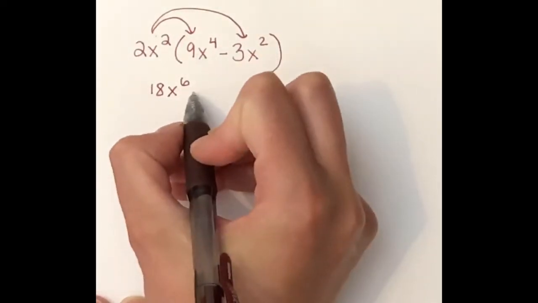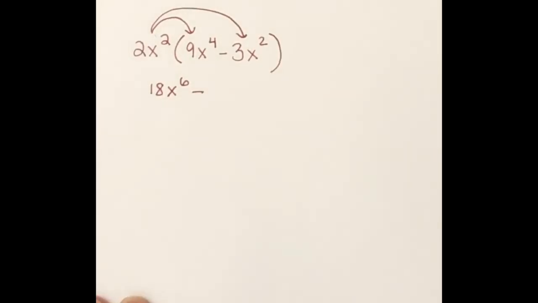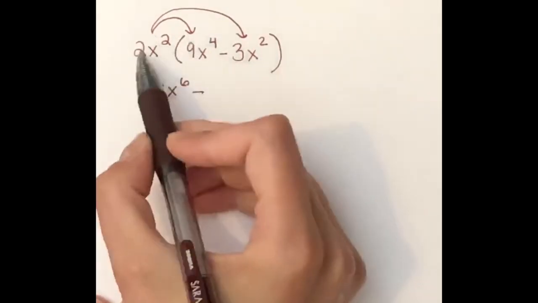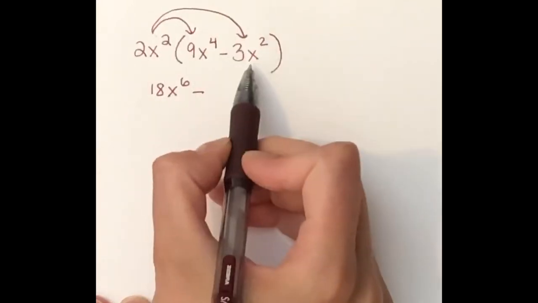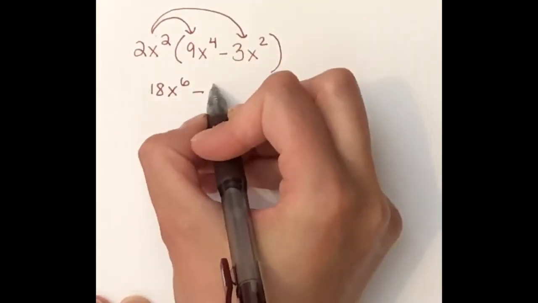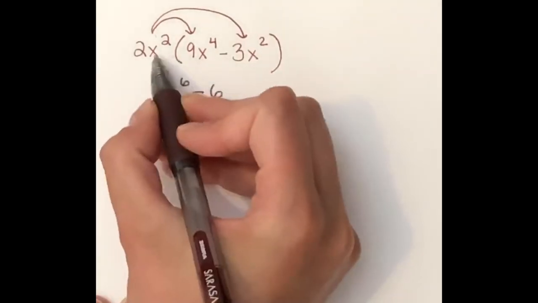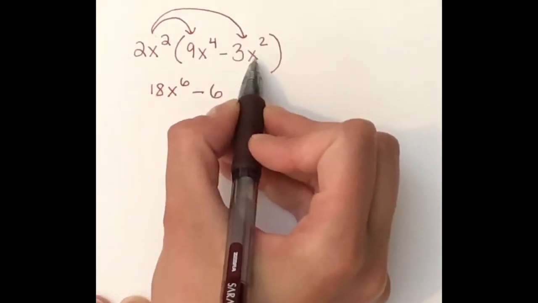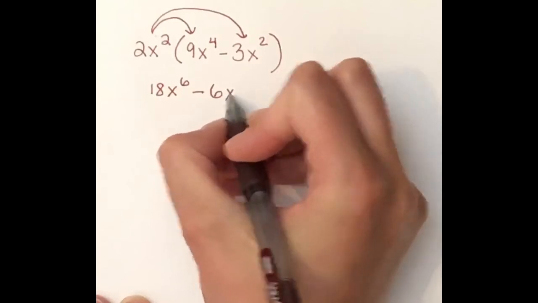The subtraction sign is going to come down, and now we're going to multiply again. 2x squared times 3x squared. 2 times 3 is 6. X squared times x squared is x to the fourth.